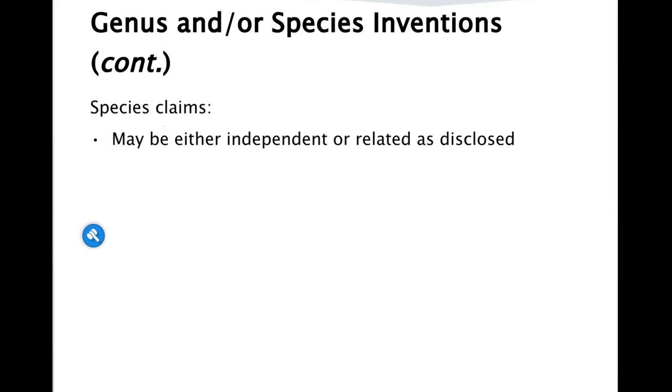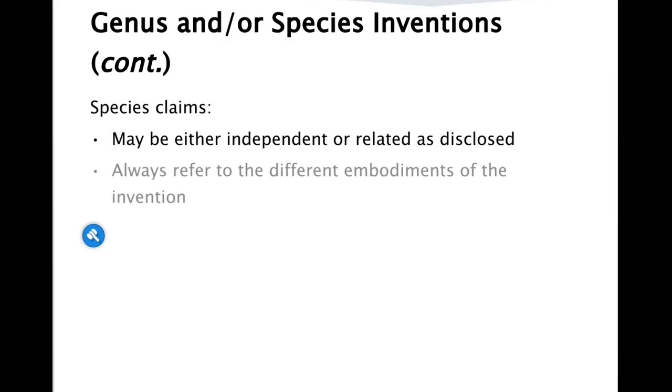Species may be independent or related. Most importantly, species always refer to the different embodiments, that is, different examples of the invention.